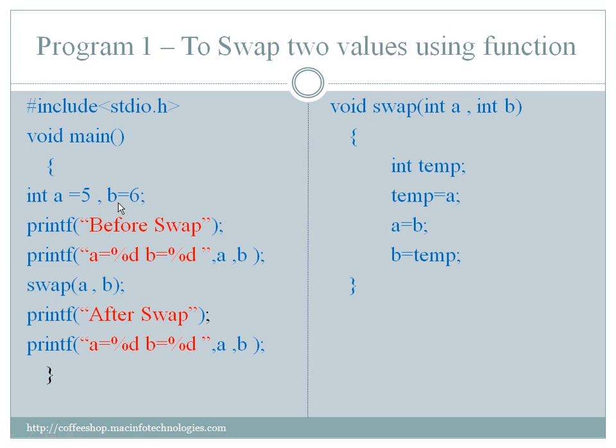So we declared a and b, initialized to 5 and 6. We print before swap on the screen first, and then the values a is equal to 5 and b is equal to 6 will be printed, and then we'll call the swap function. So once the swap function is called, we say swap of a comma b, the value inside a, that is 5, and the value inside b is 6. So swap of 5 comma 6 is the actual implementation. When we call swap of a comma b, swap of 5 comma 6 is called. So the values are going to the function. It's not the variables a and b going, it's the values going to the function.